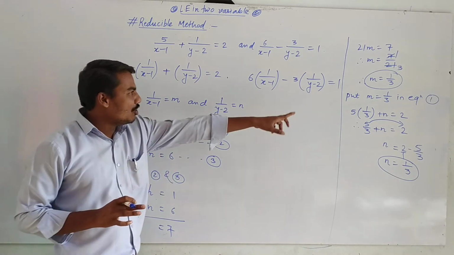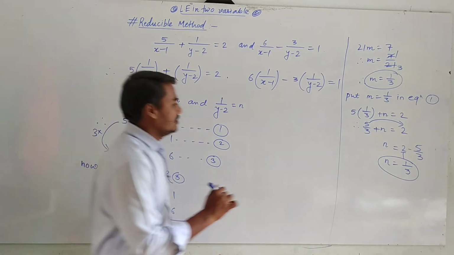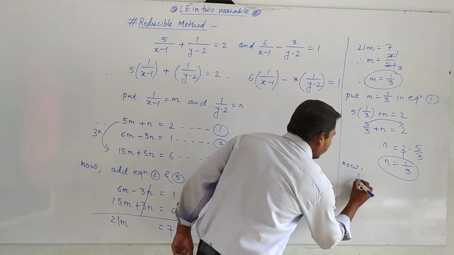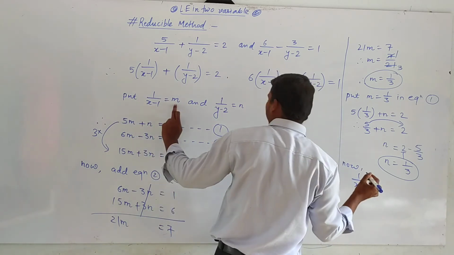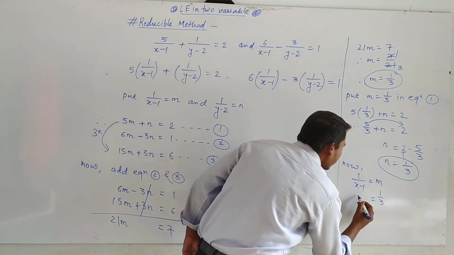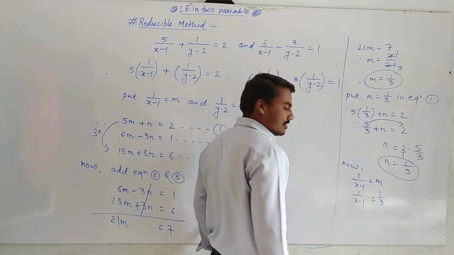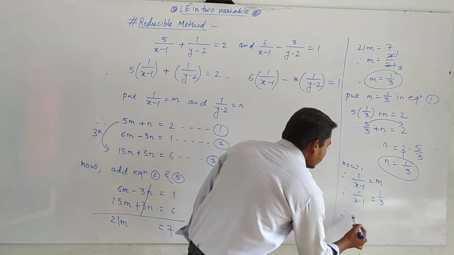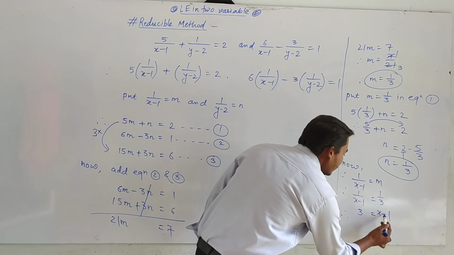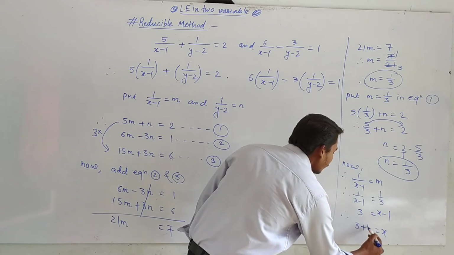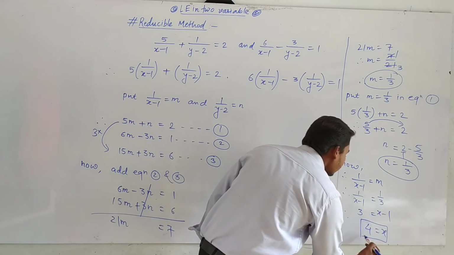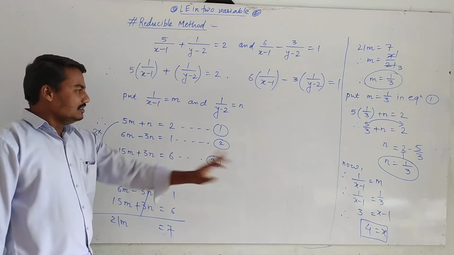But already we have considered m is equal to 1 by x minus 1 and n is equal to 1 by y minus 2. So put this value of m and n in this consideration. Our consideration is 1 by x minus 1 is equal to m, but instead of m I want to put 1 by 3, so 1 by x minus 1 equals 1 by 3. Solve this: it becomes 3 is equal to x minus 1 by cross multiplication. I want x, it is minus, it becomes plus, so 3 plus 1 is equal to 4. So the value of x is 4.